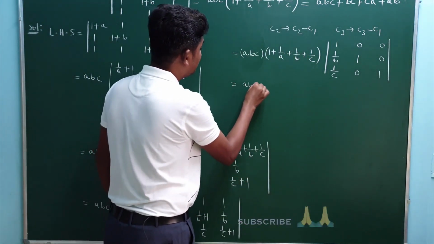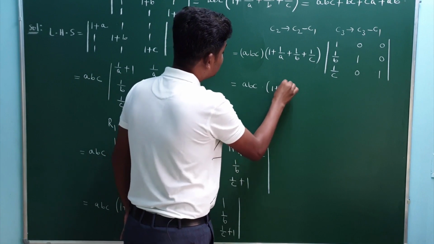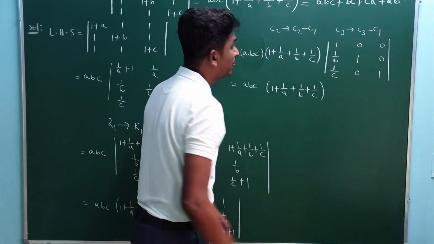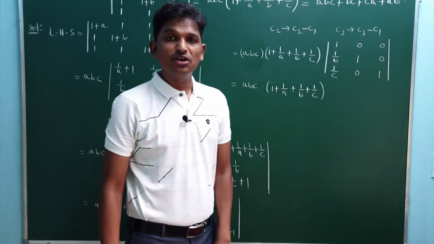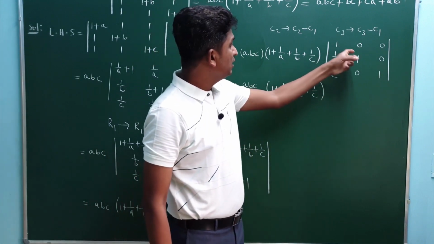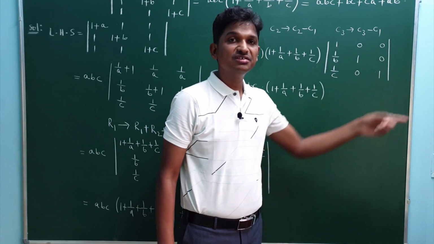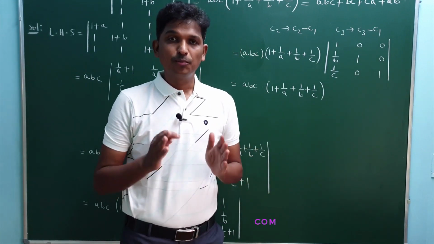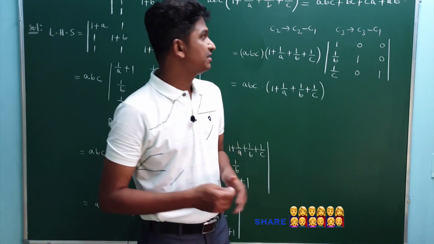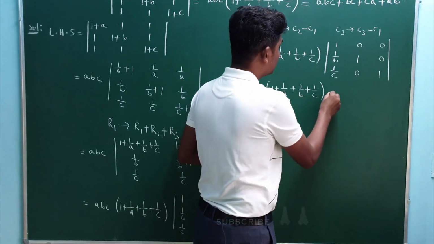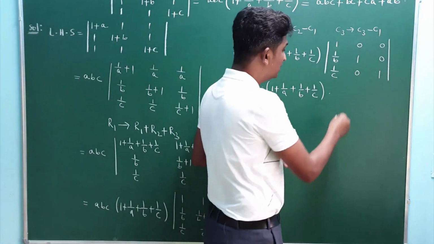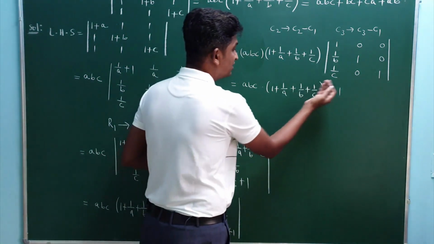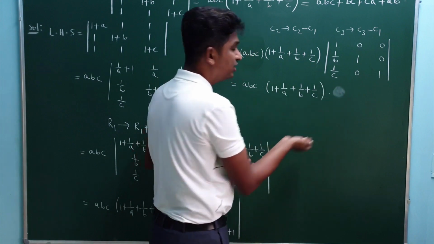First I'll write ABC into 1 plus 1 by A plus 1 by B plus 1 by C into the determinant. You observe this is the determinant of a triangular matrix. All the elements above the diagonal are 0. What is the determinant of a triangular matrix? The product of all its diagonal elements. So 1 into 1 into 1, that is nothing but 1 only. So you got that expression, this into 1 is this expression only. No need to write this.